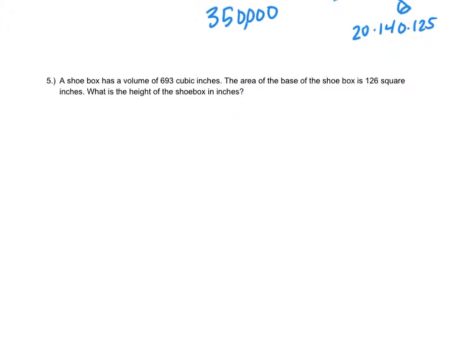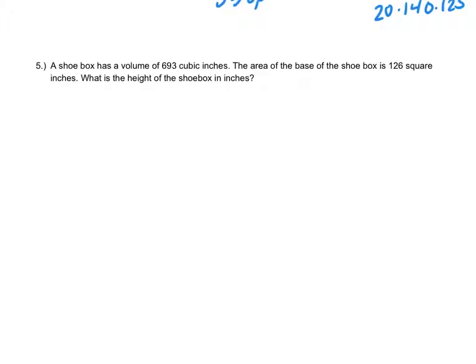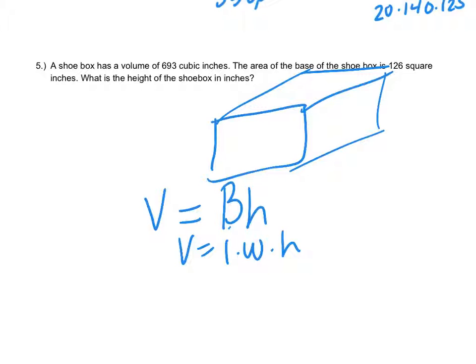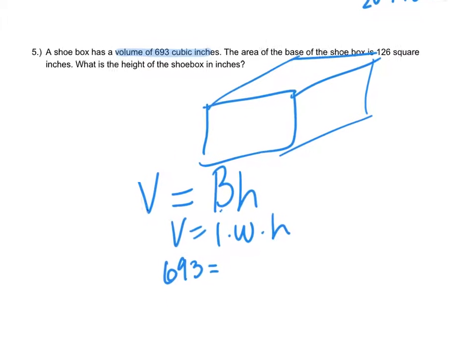Okay, a shoebox. What's a shoebox? A rectangular prism. What's the formula for a rectangular prism? Base times height, big B times H. Do we divide by anything? No, it's just plain: length times width times height. It gives us some information here. It has a volume of 693, so on the volume spot, I'm going to fill in the 693.